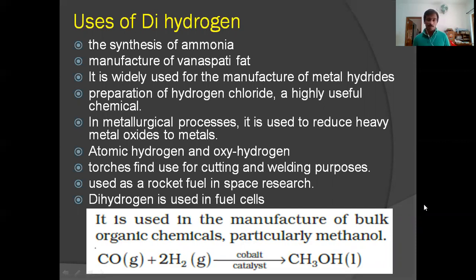Used as a rocket fuel in space research. Dihydrogen is used in fuel cells. It is used in the manufacture of bulk organic chemicals, particularly methanol: CO plus 2H2 in presence of cobalt catalyst gives CH3OH.